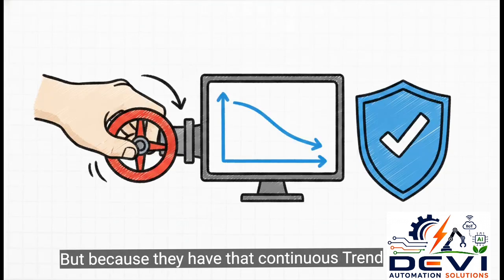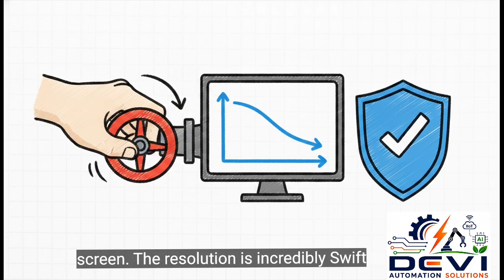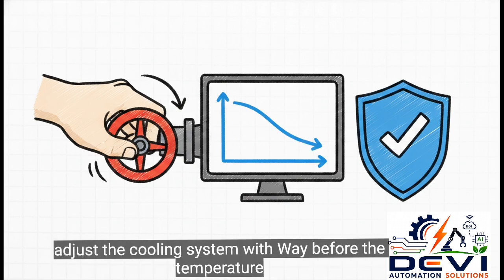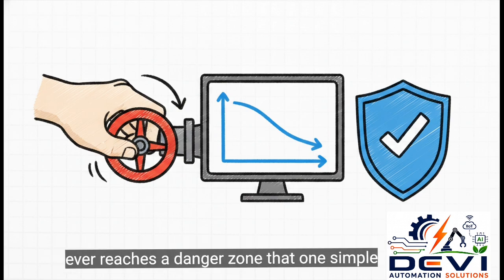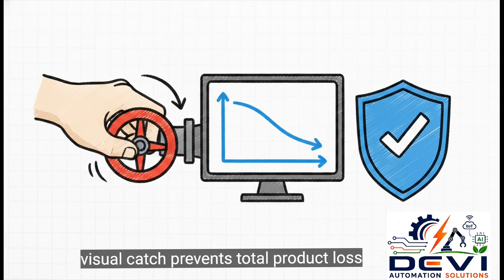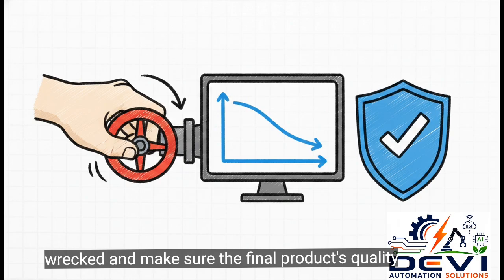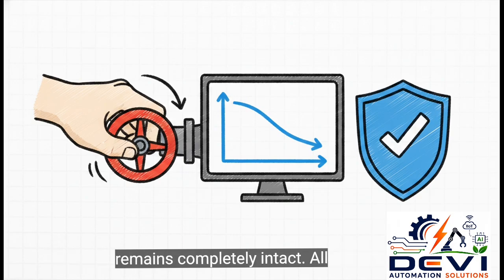But because they have that continuous trend screen, the resolution is incredibly swift. The operators visually spot that rising trend on the graph. They immediately jump in and adjust the cooling system way before the temperature ever reaches a danger zone. That one simple visual catch prevents total product loss, protects some seriously expensive equipment from getting wrecked, and makes sure the final product's quality remains completely intact.